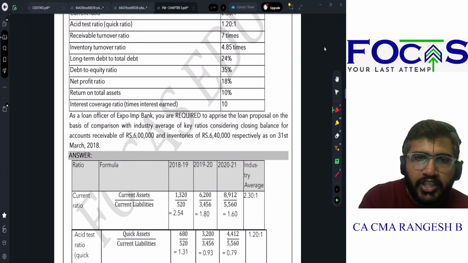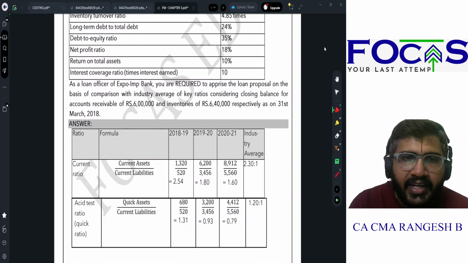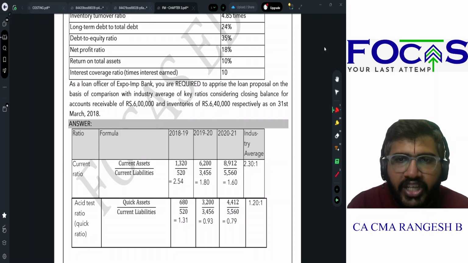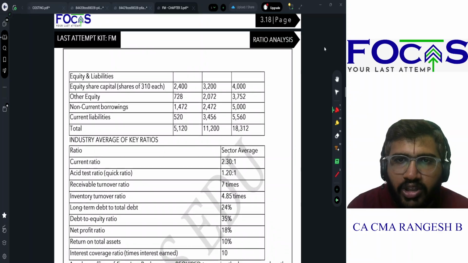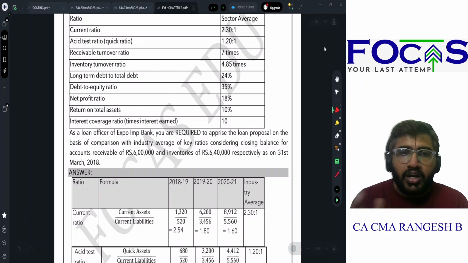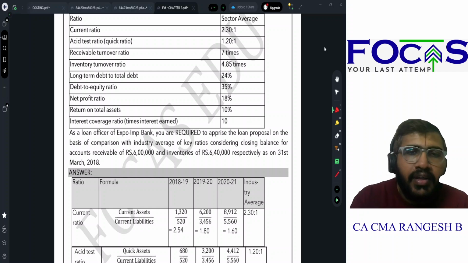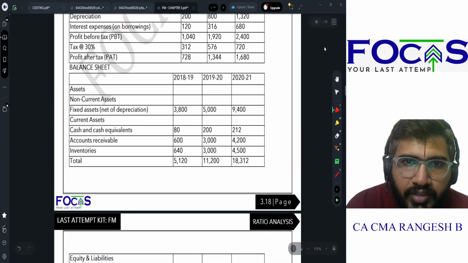As a loan officer of Expo Impo Bank, you are required to appraise the loan proposal on the basis of the key comparison of industry average, based on the closing balance for accounts receivables of 6 lakhs and inventories of 6 lakh 40,000 as on 31st March 2018. So 2018 oda closing balance கொடுத்திருக்காங்க. எதுக்கு? எனக்கு 2018-19 financial year oda averages calculate பண்றதுக்கு.